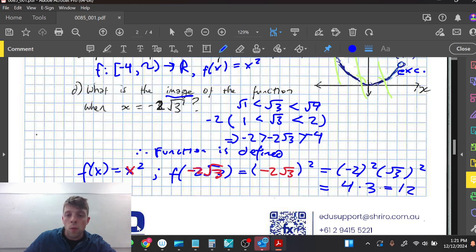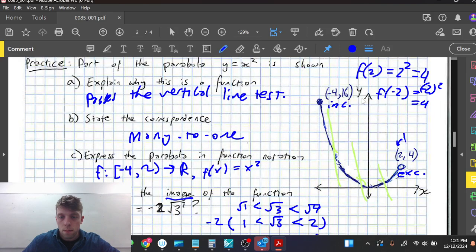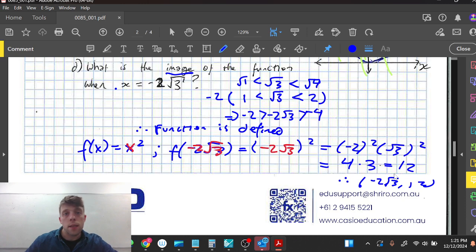And that's the answer. So we would find that the ordered pair (-2√3, 12) lies somewhere on this graph. It's going to be somewhere up here. Somewhere around here, I guess. Doesn't really matter. The point being is that it lies within this domain, so it will be defined, and that's the value of the image, which is the same as the output.